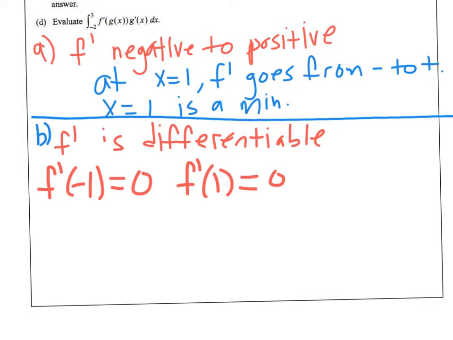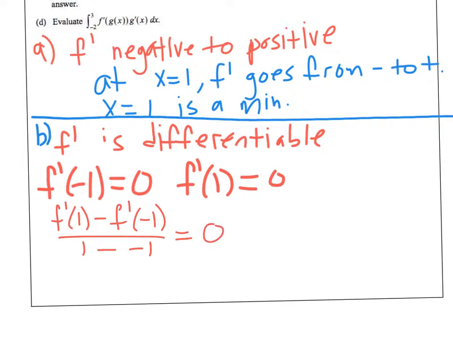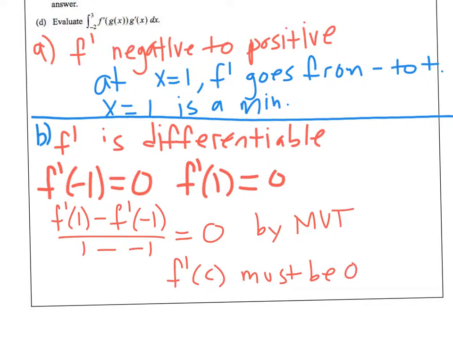That means a couple of things. The first thing it means is that if we've got f prime of 1 minus f prime of -1 over 1 minus -1, which is 0, by MVT, f prime of c must be 0 on the interval -1 to 1.